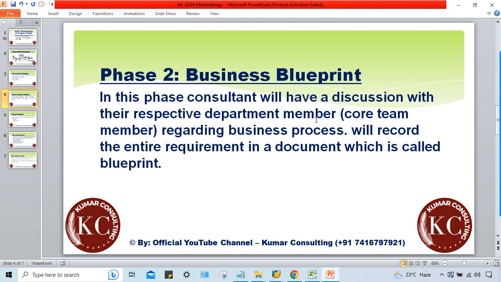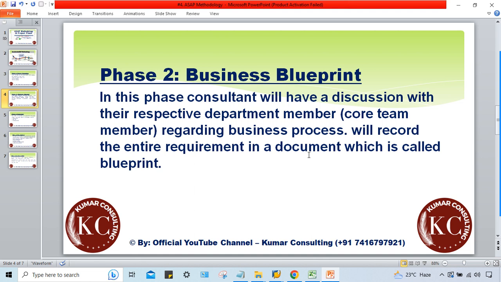So in this phase, what happened, guys? In the business blueprint phase, we will have a discussion with the core team member, and after the discussions, whatever discussion happens is recorded in a document, and that document is called the blueprint document. So this is the activity which happens here in business blueprint.